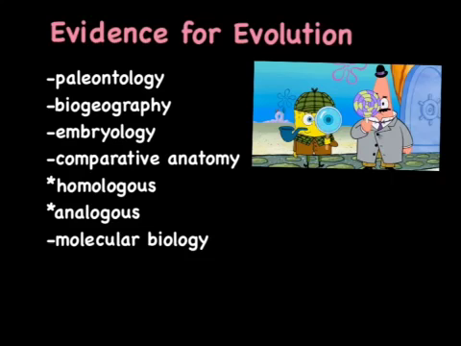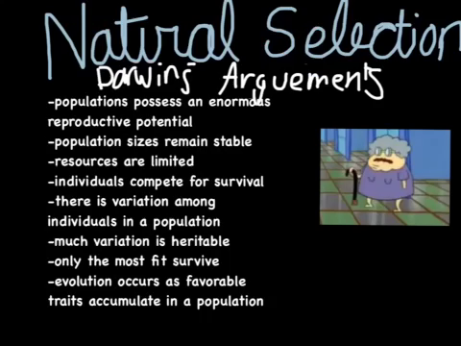closely relate to each other. Natural selection is the differences in survival and reproduction among individuals in a population as a result of their interaction with the environment. Now, Darwin introduced this theory, and he argued for his theory by using the following arguments. Populations possess an enormous reproductive potential. Population sizes remain stable. Resources are limited. Individuals compete for survival. And there is variation among individuals in a population. Much variation is heritable. Only the most fit survive. And evolution occurs as favorable traits accumulate in a population.